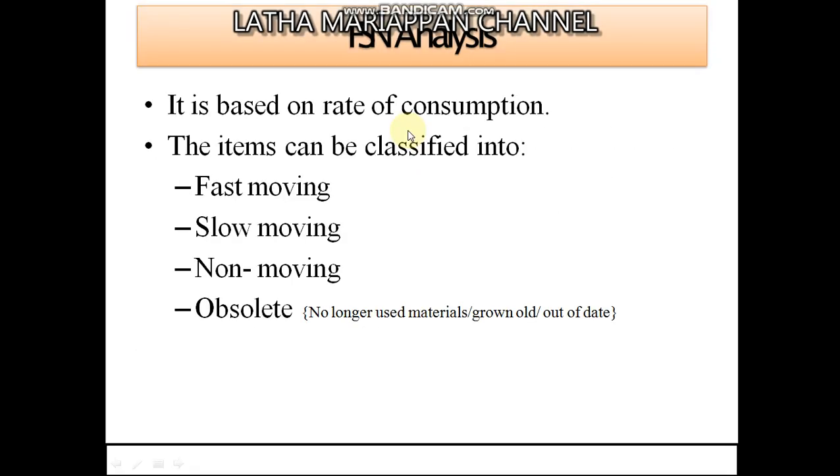Next, we will move on to the next analysis, FSN analysis. Okay. So, F in the sense is fast moving product, S is slow moving product, and N is non moving product. So, it is based on rate of consumption. So, we have to classify it into FSN analysis.